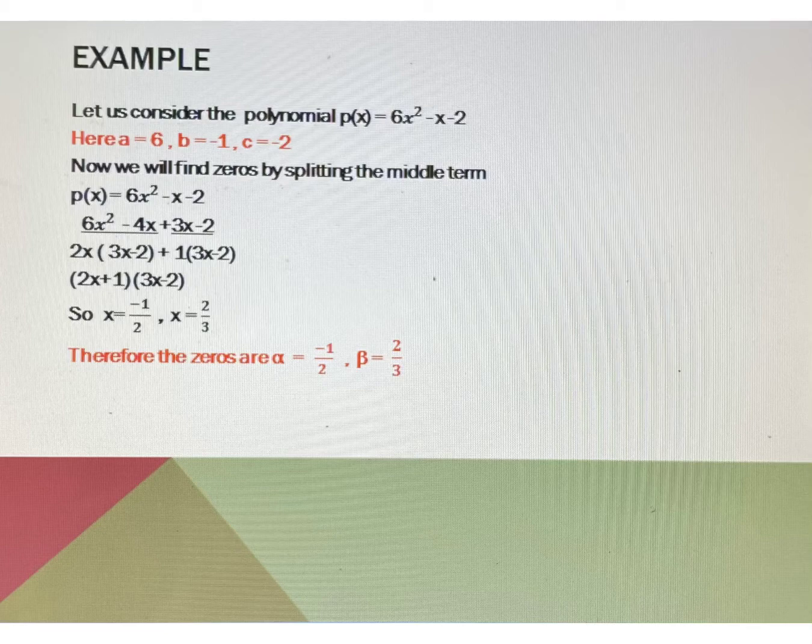Now we will find the zeros of the polynomial. For this we will solve this equation by the method of splitting the middle term. So 6x square minus x minus 2. We have to find two numbers whose product is minus 12 and sum is minus 1. So we will get 6x square minus 4x plus 3x minus 2. And on solving we will get x is equal to minus 1 by 2 and x is equal to 2 by 3. So our zeros are alpha is equal to minus 1 by 2 and beta is equal to 2 by 3.